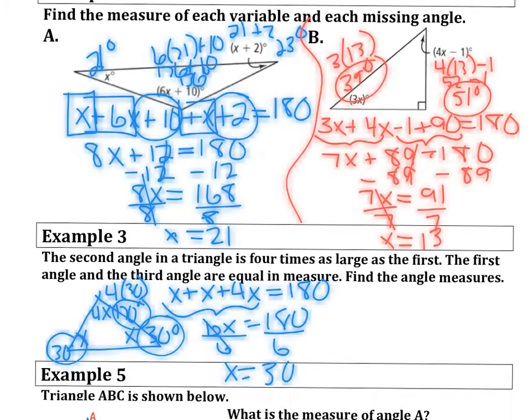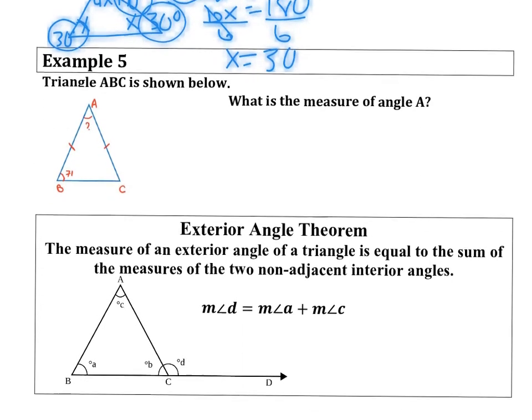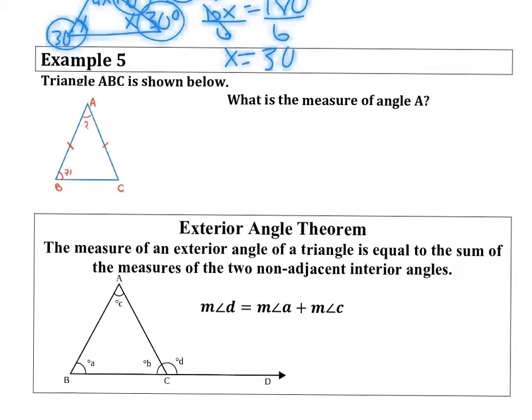In example 5, it says, what is the measure of angle A? Well, I notice here that I have 71, but the key here is knowing that this is an isosceles triangle. Because these 2 sides are the same, that tells me that the angles are also the same, and so this measure down here would also be 71 degrees.